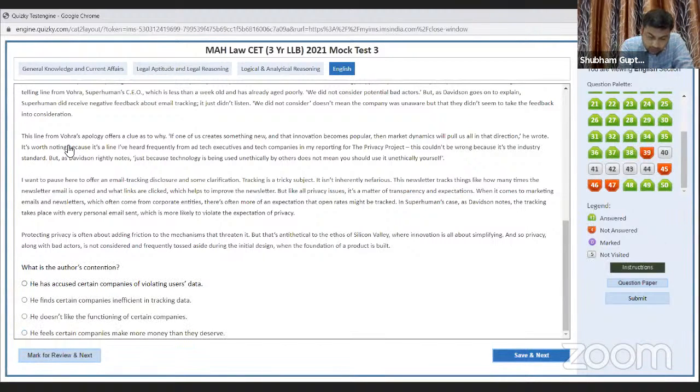So the author, what is the author's contention? He has accused certain companies of violating data. No, it was something about tracking, right? He doesn't like the functioning of certain companies. I think this was it. He was talking about tracking only, right?